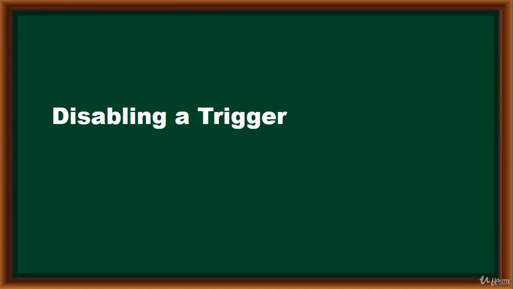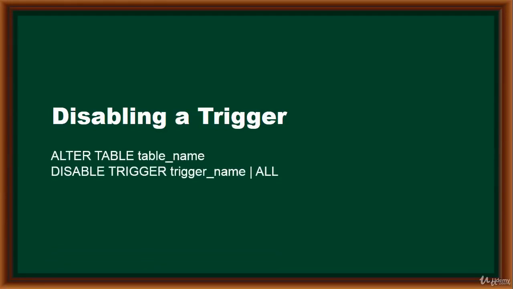PostgreSQL does not provide any specific statement such as disable trigger for disabling an existing trigger. However, you can still disable a trigger by using the alter table statement. So let's take a look at the syntax. So this is the syntax.